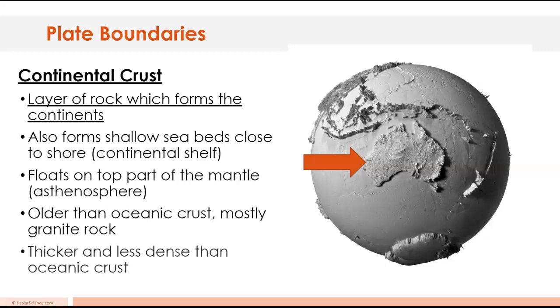All right, that's one type of crust. It's thicker and less dense than the oceanic crust. It kind of floats on top.